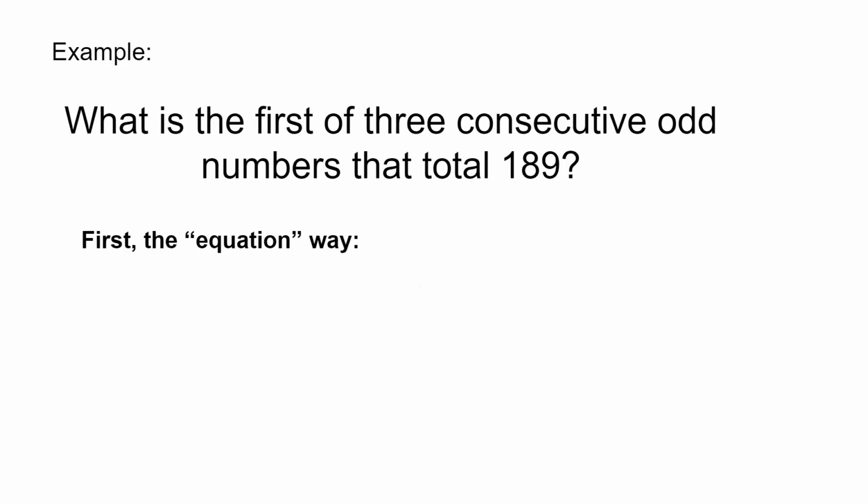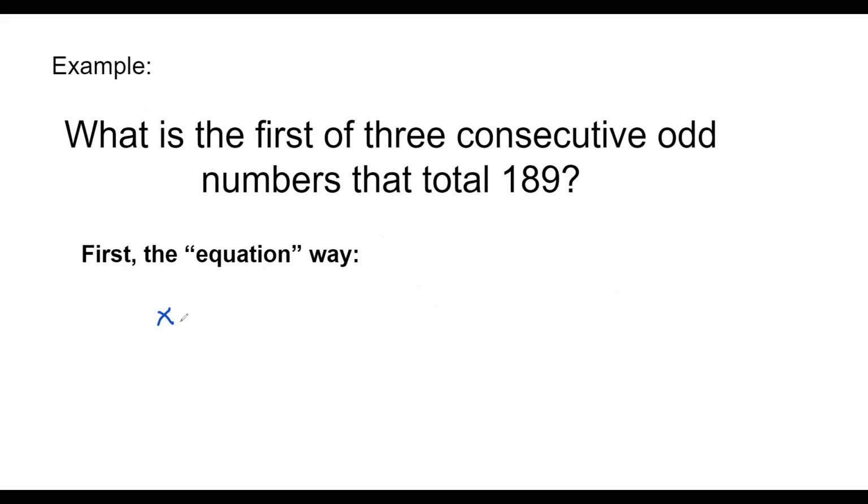All right, this is that method. We are going to assign a variable x to our first number. We're going to let x be the first number in this consecutive list. Now, if we're going to add another odd number, we're going to have to skip a number. So our next number would be x plus 2, two numbers away from x. Our third number would then be x plus 4. And this must all be equal to 189. You can see how we've built an equation out of this now.